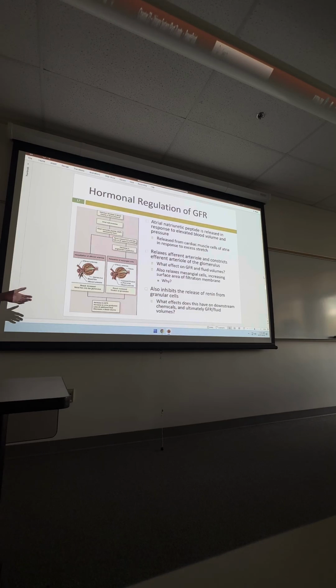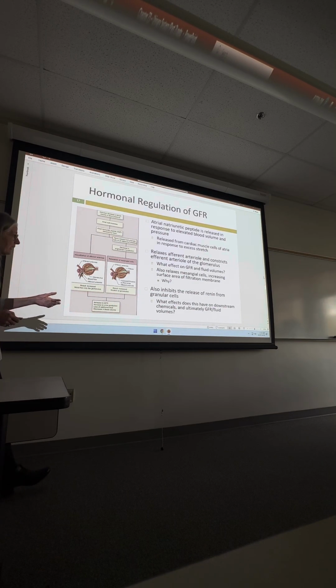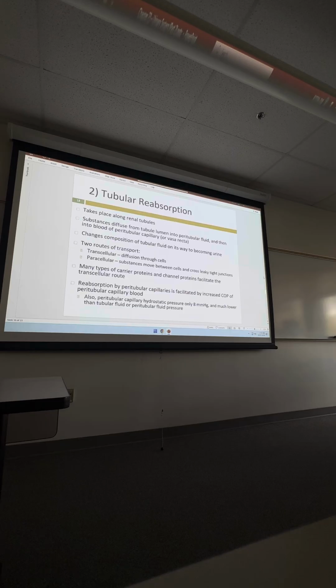Yeah. If we inhibit the release of renin, what effect does this have on the downstream chemical, ultimately the glomerular filtration rate? Well, again, we're not going to have the constriction of those blood vessels overall. We're going to see an increase in fluid flow. We're going to see a decrease in blood pressure as a result. So that's tubular filtration. That's the filtration aspect.